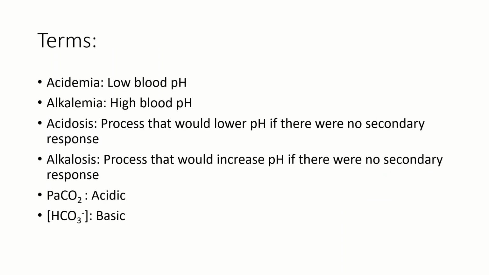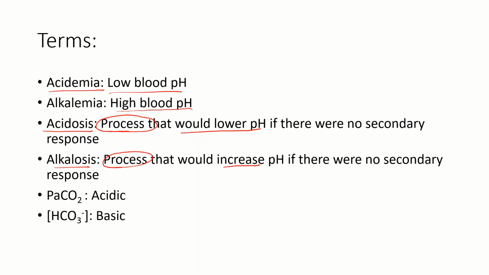Okay, acidemia. So what is acidemia? It is low blood pH. Alkalemia is high blood pH. Now, how is acidemia different from acidosis? In the case of acidosis, we are talking about the process that would lower the pH, whereas acidemia is just the numerical value of a lower pH. Similarly, alkalosis is the process that would increase the pH.